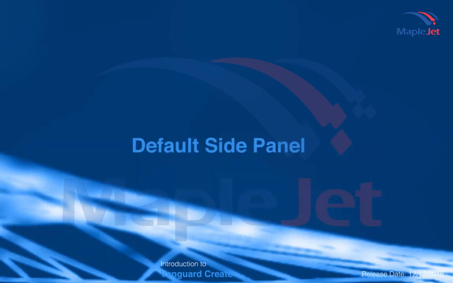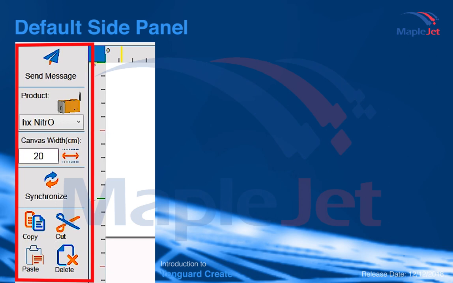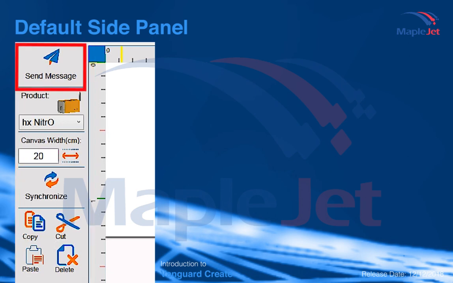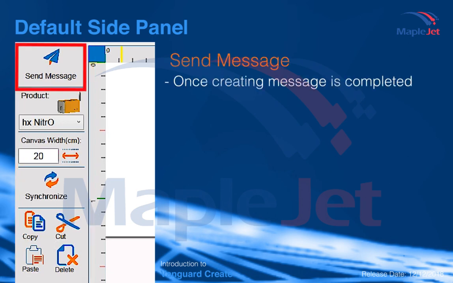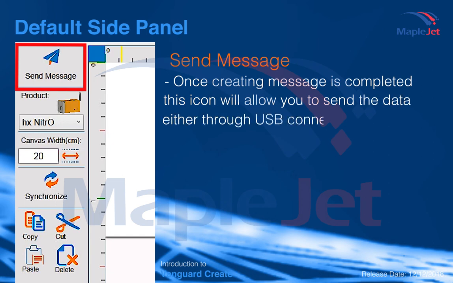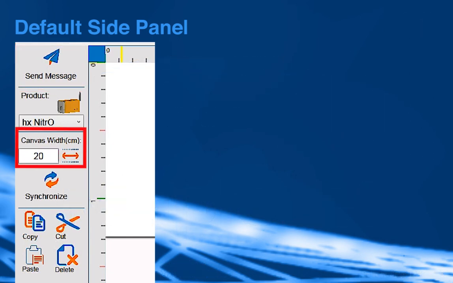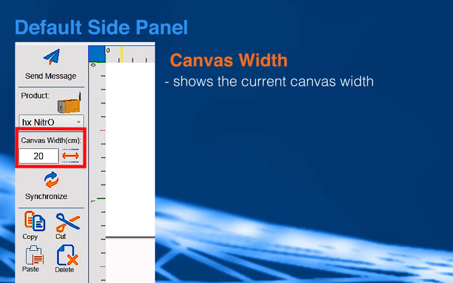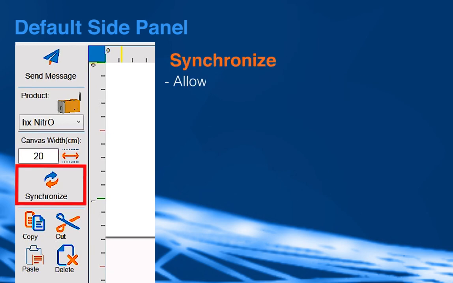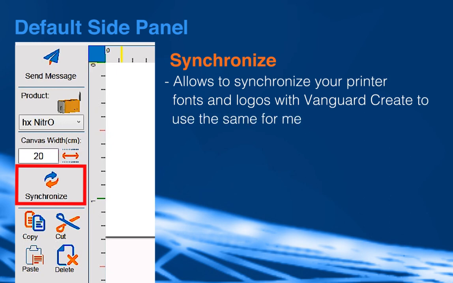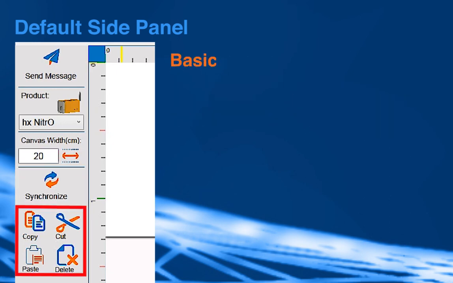Vanguard Create also has default panels on the side of the canvas that provide certain functionality including sending message, canvas width, synchronize button to allow printer fonts and logos to sync with Vanguard Create, and other basic functions.